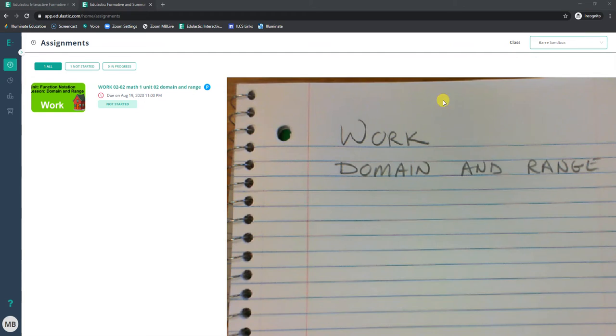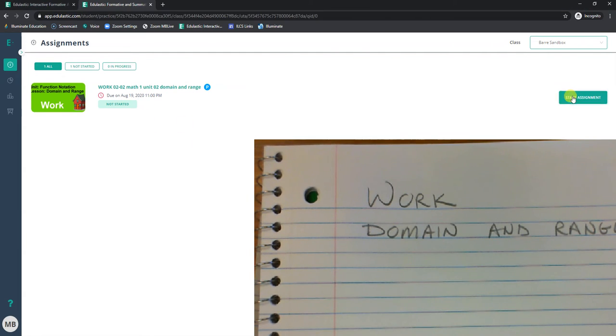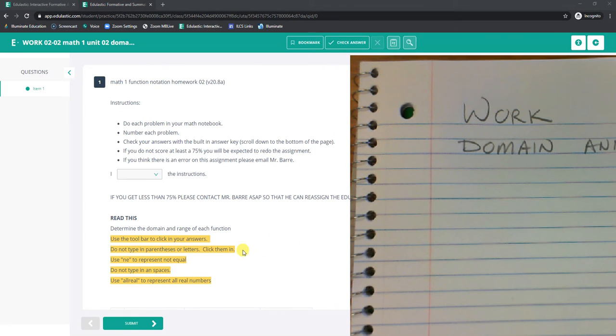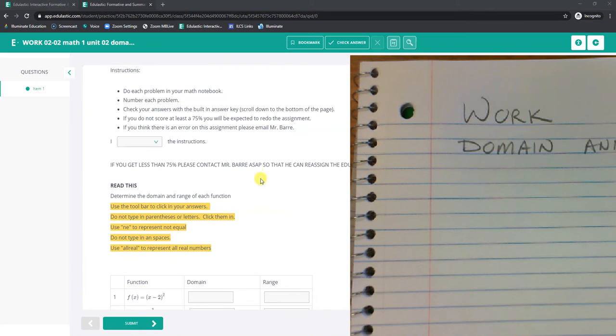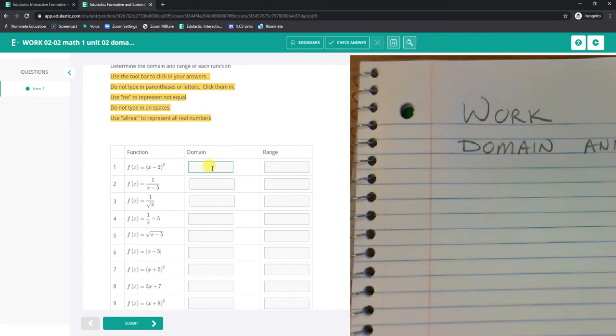So let's start my Edulastic and let's see how I do on this. All right, do each problem in your math notebook. Got it, number it, check your answers with the built-in answer key. Got it, I've read this. Use the toolbar to click in your answers. Do not type in parentheses or letters, click them in. All right, so here we go.